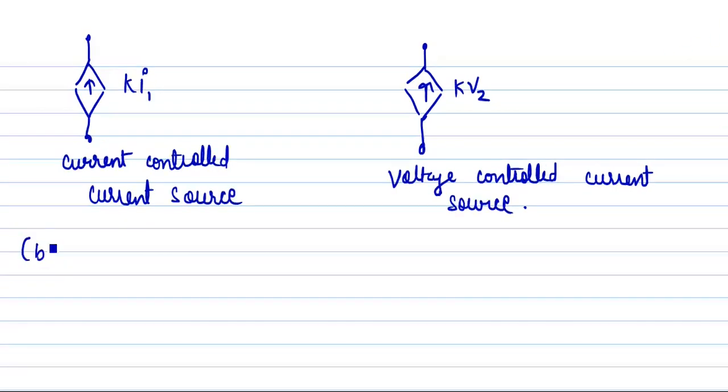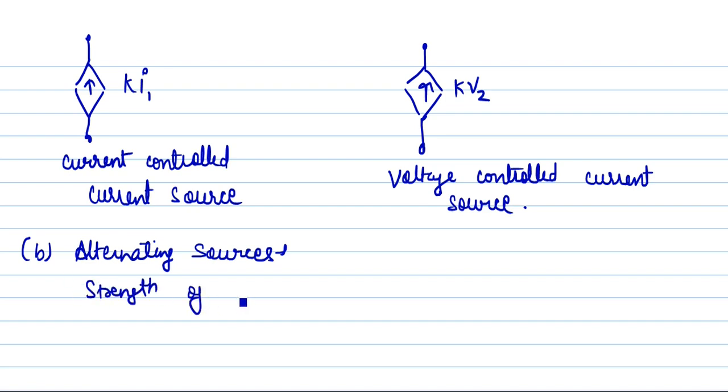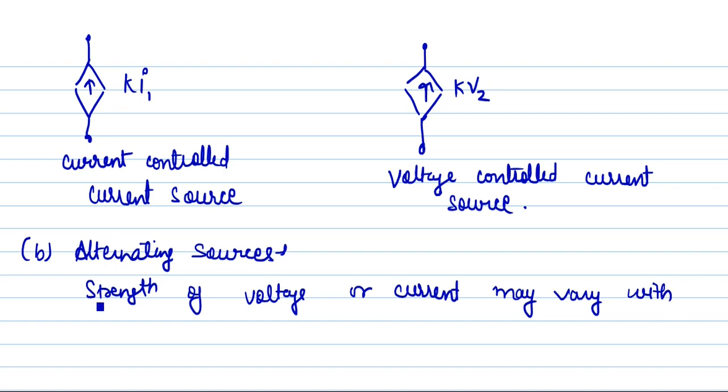So is the alternating sources. First one was direct and second one will be alternating sources. So here the voltage or current will vary with time, sinusoidally, exponentially, etc. So here strength of voltage or current may vary with time, sinusoidally, exponentially, or in any other form.